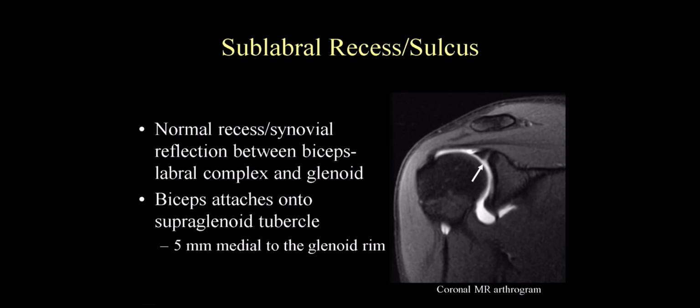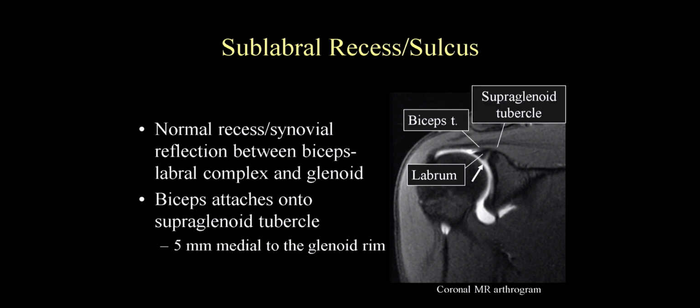Looking now at some normal variants. These are things you might see, but you need to identify them and not call them superior labral tears. The first is the sublabral recess or sulcus. It's a very smooth, thin structure that goes superomedially. As you go up, it goes medially, paralleling the glenoid. This is not to be confused with a labral tear.